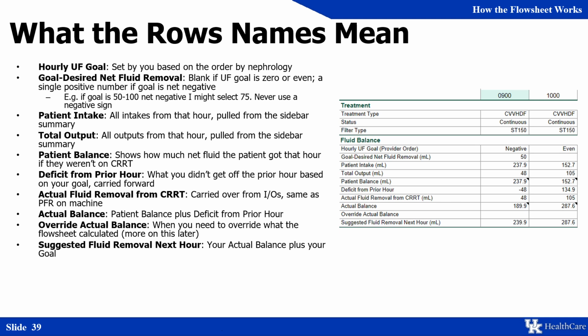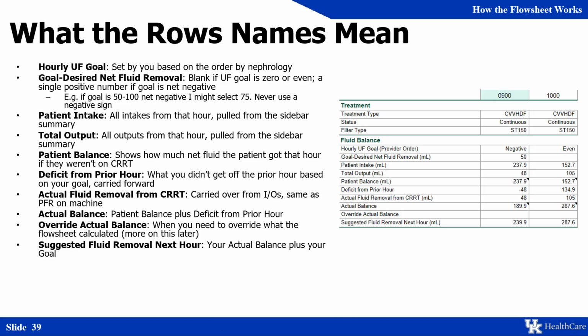So the row names, there's a lot of different names for the row names, but they all have a specific meaning. The hourly UF goal, everybody probably knows, that's the goal that's set by you based on nephrology's orders. The goal desired net fluid removal is going to be blank if your goal is 0 or even, and if you have a net negative goal, you're going to put a single positive number.